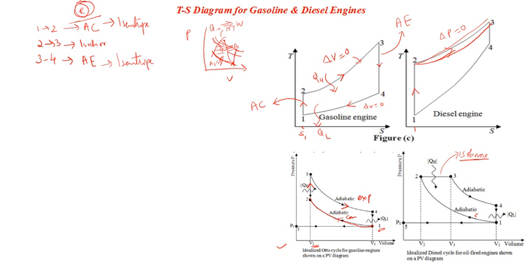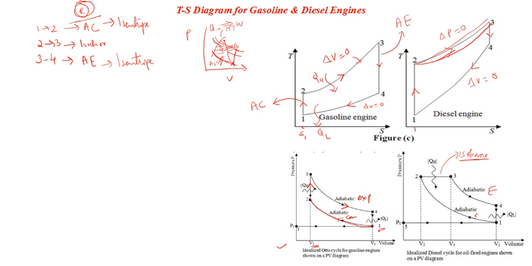Okay, now see 3 to 4 once again, that is adiabatic expansion. Once again it's isentropic, so it's a vertical line. And see here 4 to 1. 4 to 1 is isochoric. So this is delta V equal to 0 for 4 to 1.